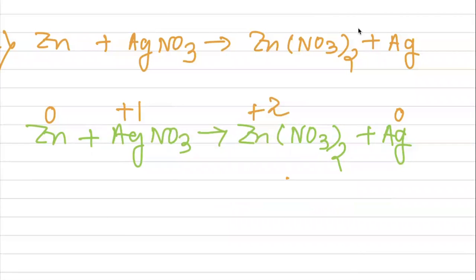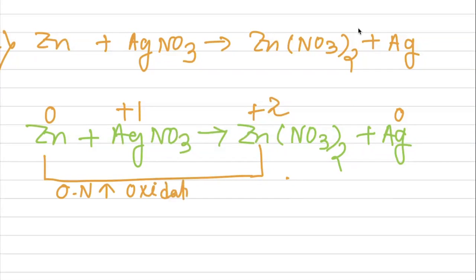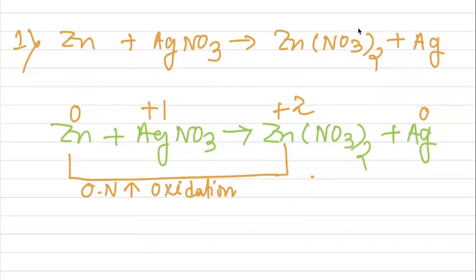Now, from this one, 0 to +2, oxidation number increases. Oxidation number increases means oxidation. Number of electron loss. Number of electron loss is 0 to +2. Number of electron loss will be 2. 2 electron loss. Okay.